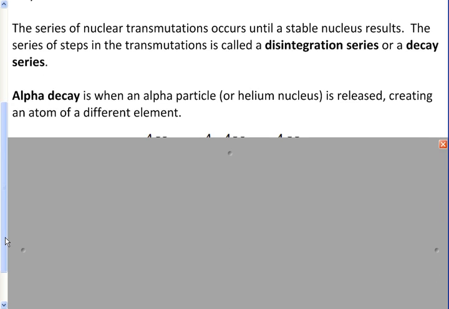There are 3 types of decay that we're going to deal with. The first is called alpha decay. Alpha decay is when an alpha particle, also known as a helium nucleus, so a helium nucleus is an alpha particle, don't forget, is released from an atom, and that then creates a different element.